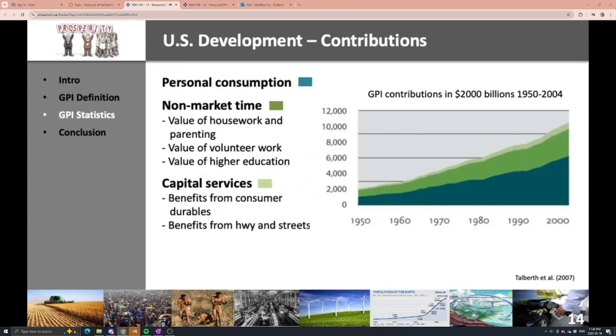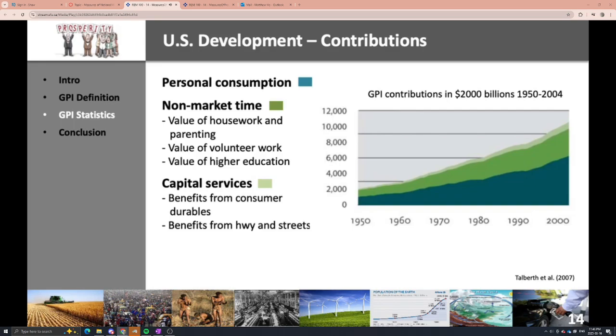Let's take a look and highlight some other neat analyses that one can do with the numbers provided by the GPI. What you see on this chart is the progression of the contribution terms included in the GPI from 1950 to 2004. So all of the indicators in the top row of our balance sheet that we talked about a few slides back are shown here. For this analysis, these indicators have been grouped into three classes: personal consumption, non-market time, and capital services. On the left, you can see how the individual indicators are split up into different categories.